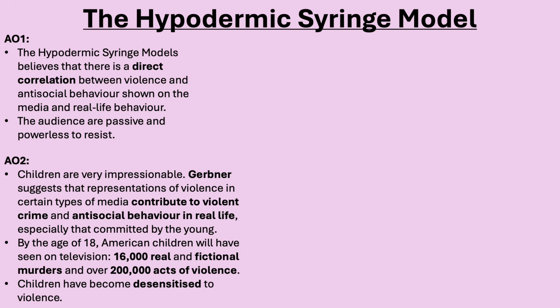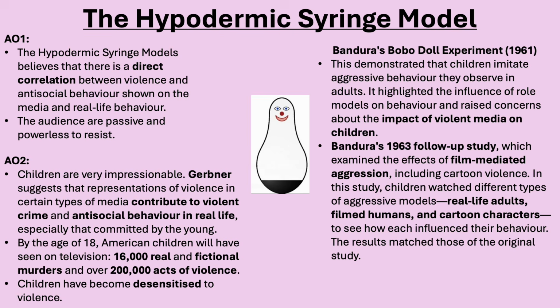By the age of 18, American children will have seen on television approximately 16,000 real and fictional murders and over 200,000 acts of violence. Children, as a consequence of this, have become desensitised to violence.